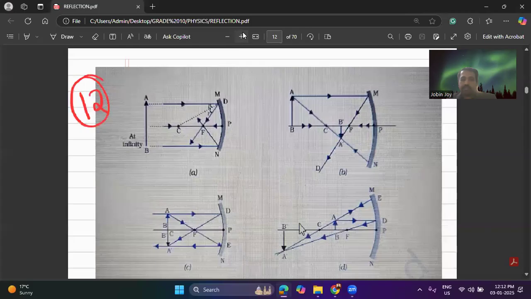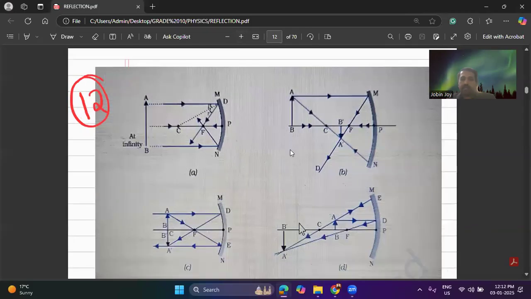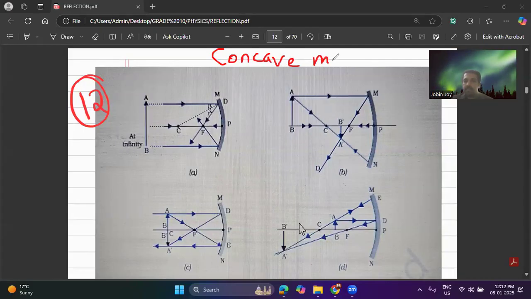First one is, okay. So these are the different cases of image formation in concave mirror. Concave mirror means the reflecting surface is inside. So the first case is if the object is at infinity. This is the object. AB is the object, and A is the top point of the object, and B is the bottom point of the object.